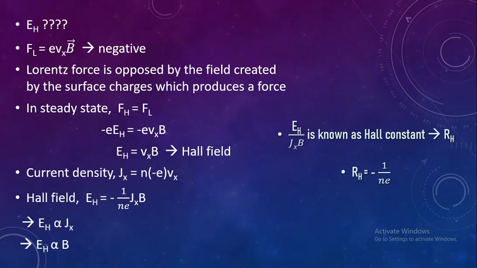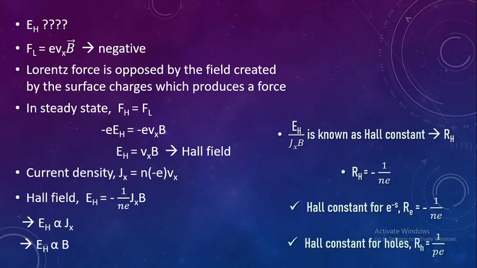Another use is that the Hall constant for electrons Re will be equal to minus 1 by Ne, and if you consider with respect to the holes, it will be equal to 1 by Pe. So for electrons, your Hall constant or Hall coefficient will be a negative quantity, whereas for holes, the Hall constant will be a positive quantity. And this positive sign is due to the positive charge of the hole. So this variation will help us in understanding some details about the semiconductors.